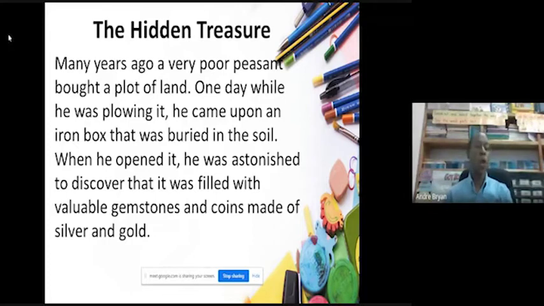The first character that we saw or heard of in the story is the poor peasant. Yes. And the second character that we saw is the previous owner, meaning the person who owned the land before the peasant owned it. So there are two characters in the story. So far, we can identify the title or name of the story, and we can identify the characters in the story.